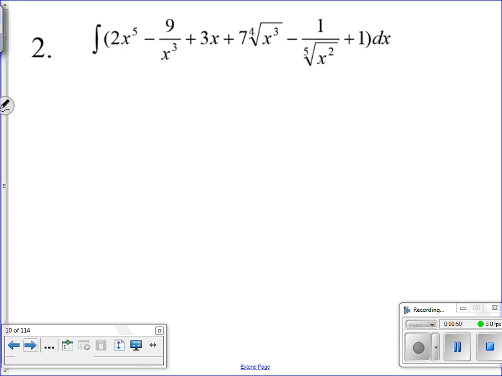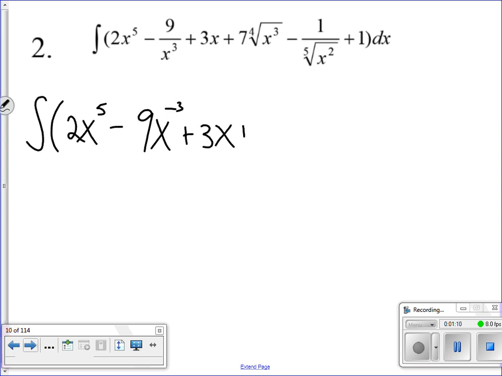Okay, number 2. We just need to rewrite each of the terms. Whenever you rewrite a term, it's nice if you can write it as a coefficient, a number, times x to an exponent. The first one's fine, 2x to the 5th is fine. The next term we could rewrite as 9x to the minus 3 plus 3x plus 7x to the 3/4 minus x to the negative, because it's in the denominator, negative 2/5 plus 1.